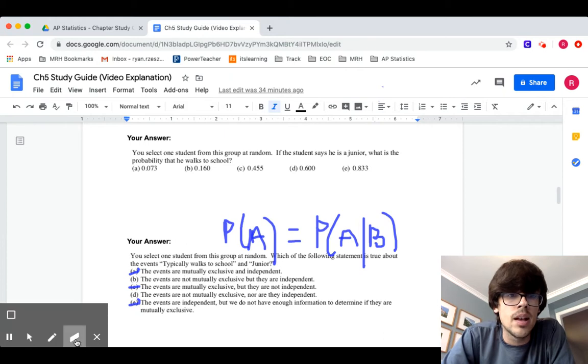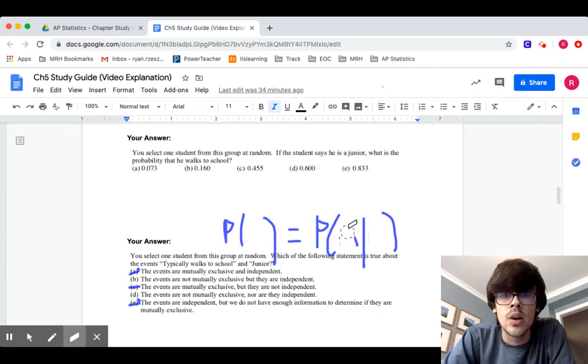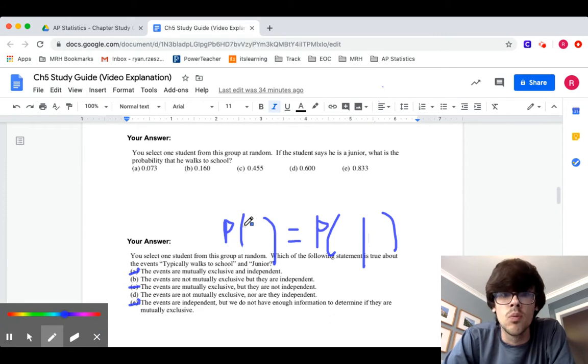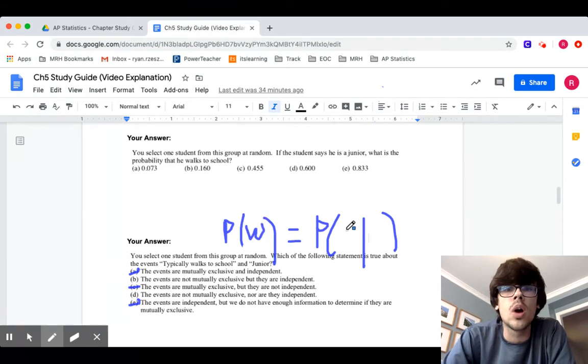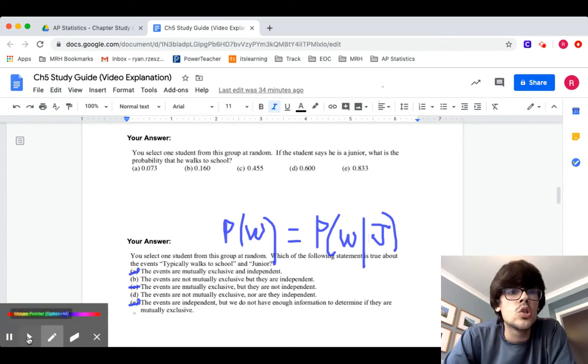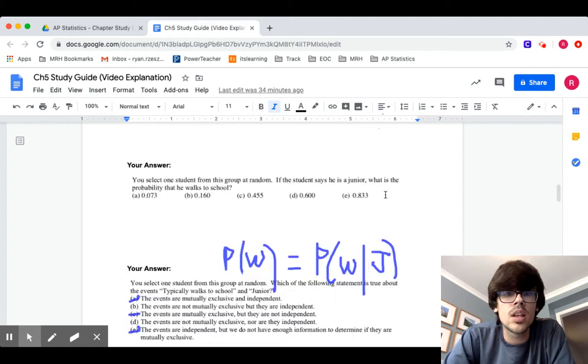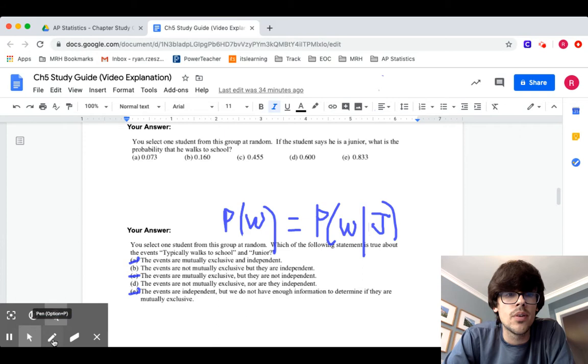A and B, I'll go ahead and change this to the problem. They're talking about walking to school and being a junior. It doesn't matter which one I do first. So I'm just going to go probability of walk. So I would compare probability walk to probability of walk given junior, and I need to see if those two things are the same. So if you look at the table up ahead, probability you walk is just 88 out of 550. So I would have that for my first one, 88 over 550.